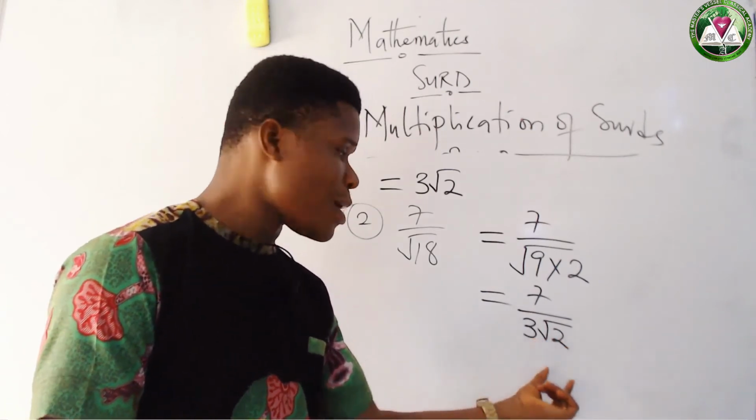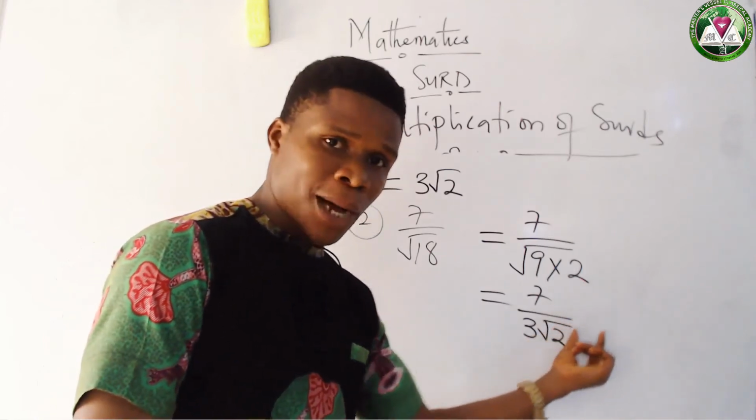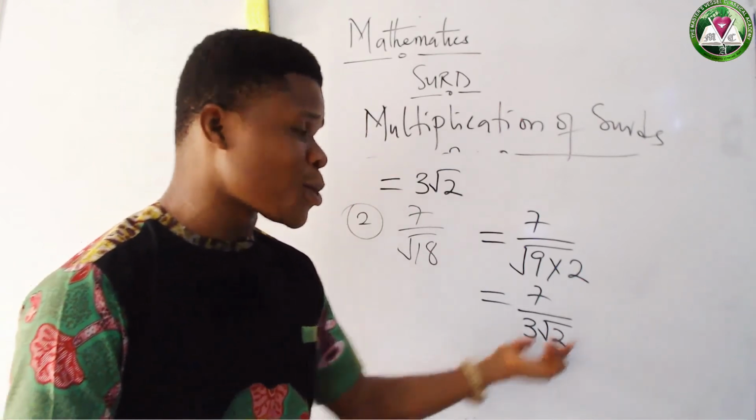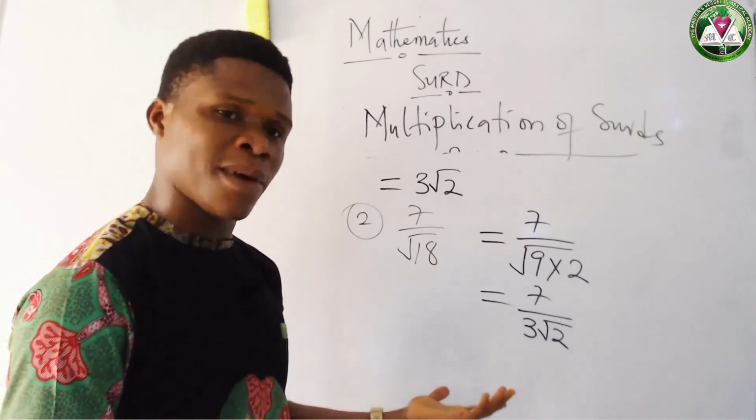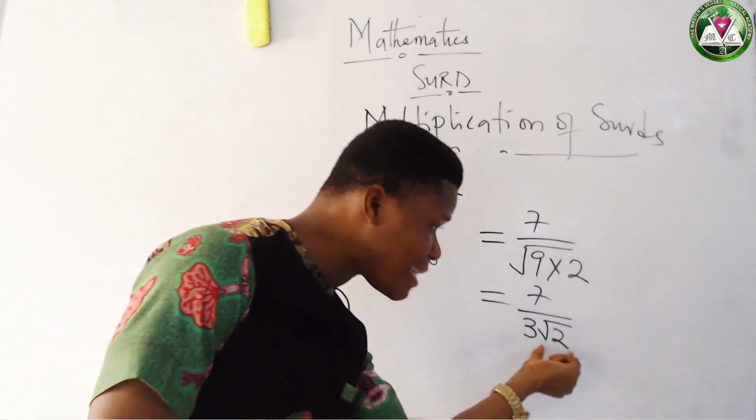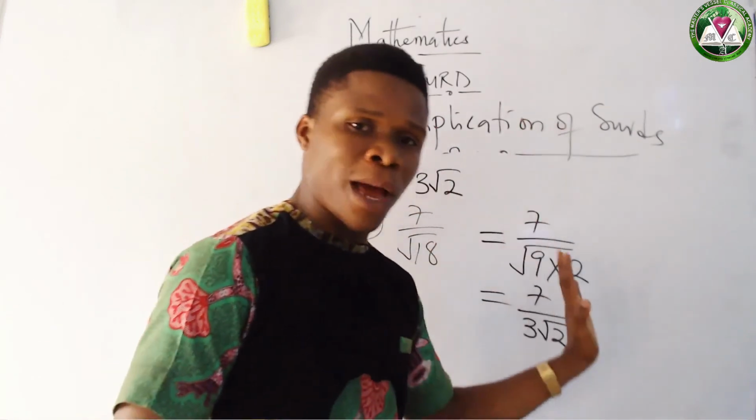So what do we do? I'll use this root 2 to multiply up. I use the same root 2 to multiply down. Though some people can actually use 3 root 2 to multiply up and down. It's correct, but it's ambiguous. It will give you a very big answer, which you still need to simplify again. So the best is just to use the root and the number inside it to multiply up and down.